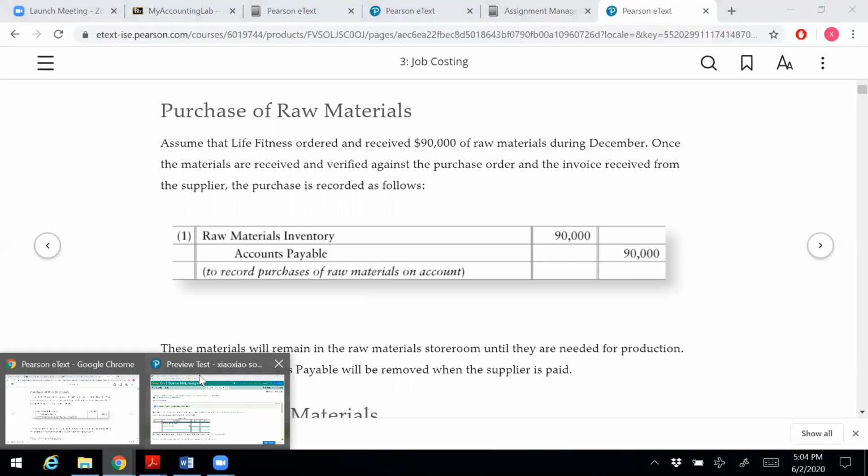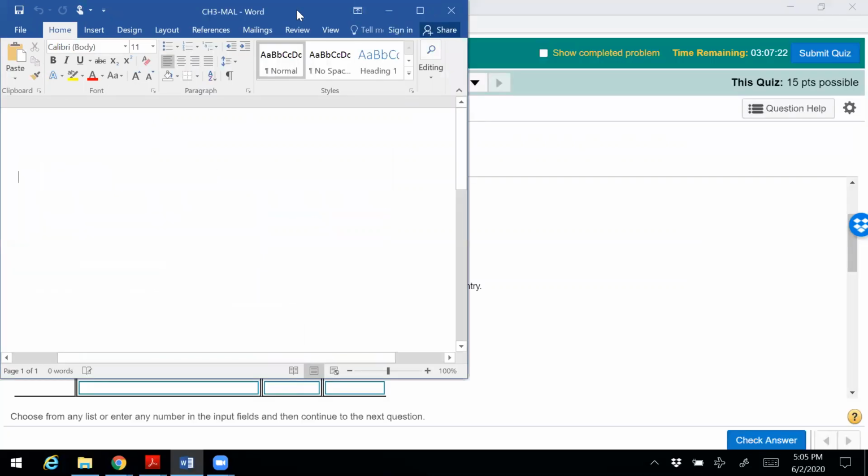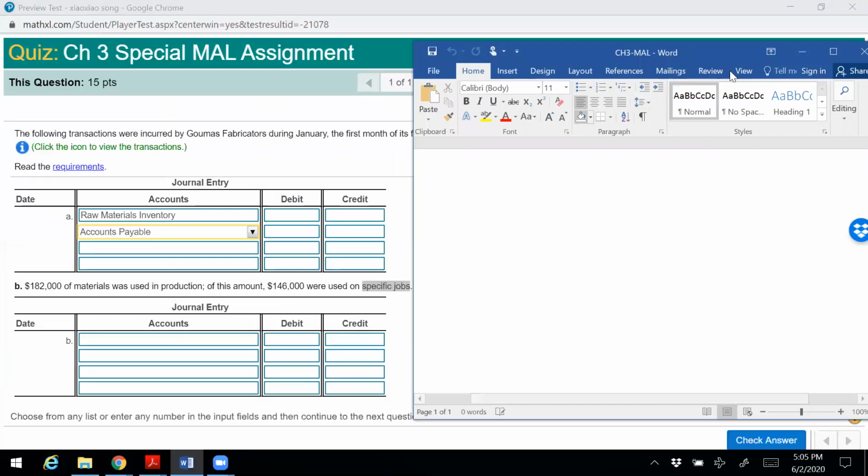Okay, that's my suggestion. The next one says you use the material, and 146,000 is used on a specific job. The other part, so 146 will go to work in process. This one is a good one. I want to stop here and give you some idea.